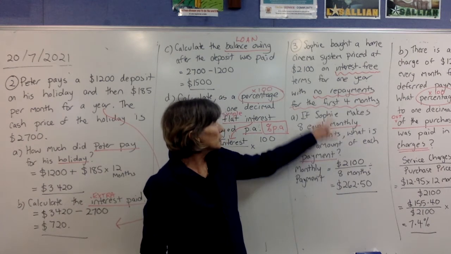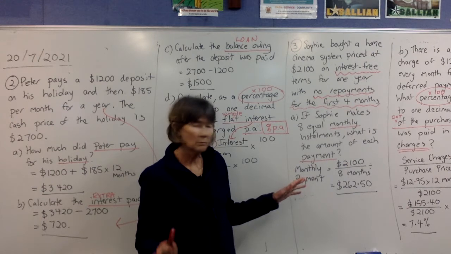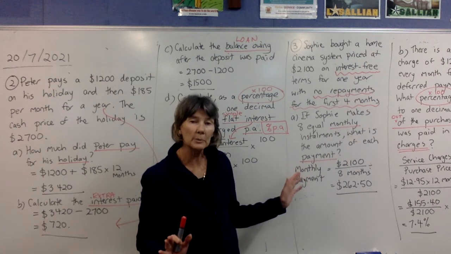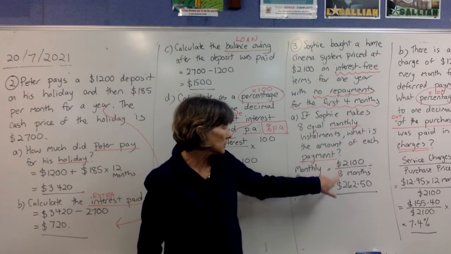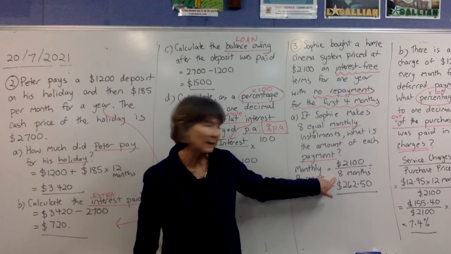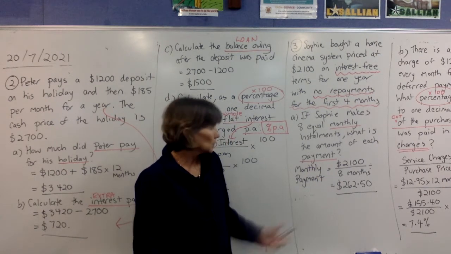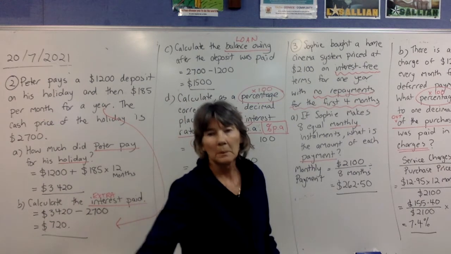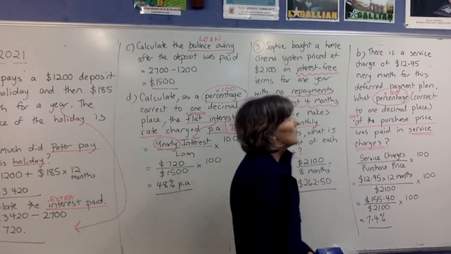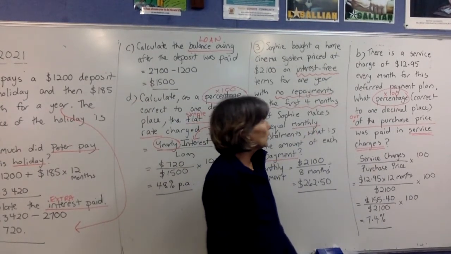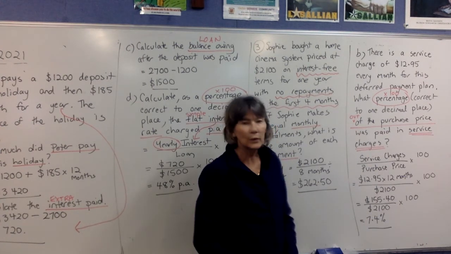So the whole $2,100, she hasn't been charged any interest. Not yet. Looks like she hasn't been charged any interest. She's just going to pay back what it cost for the system, $2,100, over the 8 months that she will be paying it. So that works out she's going to be paying $262.50, which at the moment looks fair enough. But this is how they catch you. So in Part B, they tell you there is a service charge of $12.95 every month for this deferred payment plan. Deferred means putting it off.